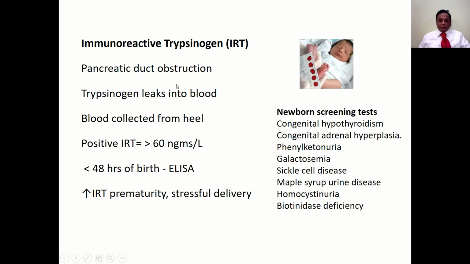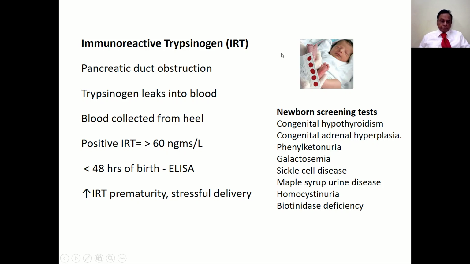Coming to the neonatal screening, a lot of neonatal screening tests are available nowadays in many countries, particularly in the Western countries. They want to rule out all these problems in the newborn period itself, particularly congenital hypothyroidism, congenital adrenal hyperplasia, phenylketonuria, galactosemia, sickle cell, all these things. Like that, they also included cystic fibrosis in the newborn screening test. It's very easy for them. What is the principle of the test?